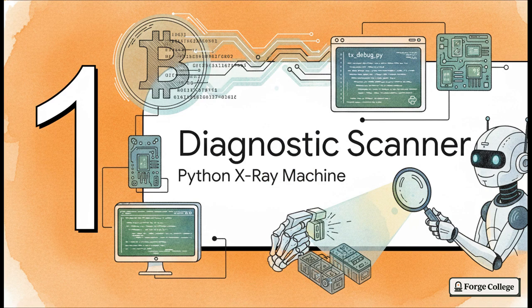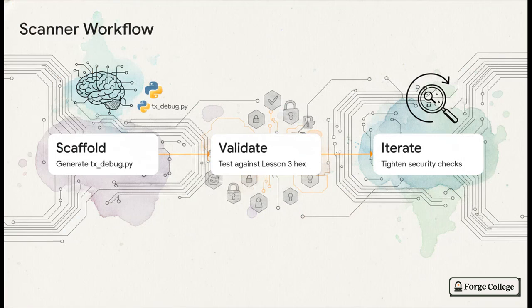This is basically going to be your Python X-ray machine. To actually inspect our transaction, we are absolutely not going to punish ourselves by trying to read raw hex by hand. No way. Instead, we're going to use an AI assistant to help us build a Python diagnostic scanner. Let's call it txdebug.py. This script is going to act like your own personal X-ray machine.